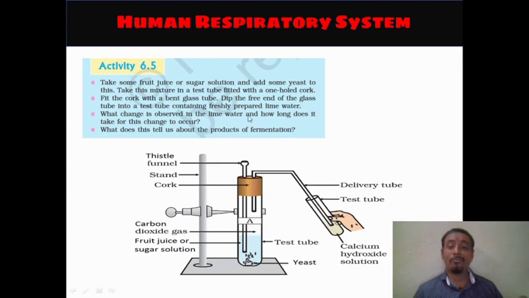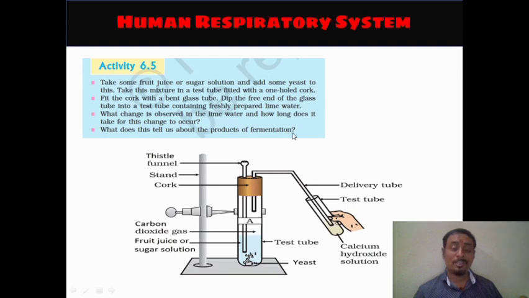The next activity is about the fermentation process and the CO2 produced in the fermentation process. This CO2 also turns the fresh lime water milky. So how does it happen? Let's see. Take some fruit juice or sugar solution and add some yeast to this. Take this mixture in a test tube fitted with a one-holed cork. Fit the cork with a bent glass tube. Dip the free end of the glass tube into a test tube containing freshly prepared lime water. What change is observed in the lime water and how long does it take for this change to occur? What does this tell us about the products of fermentation?